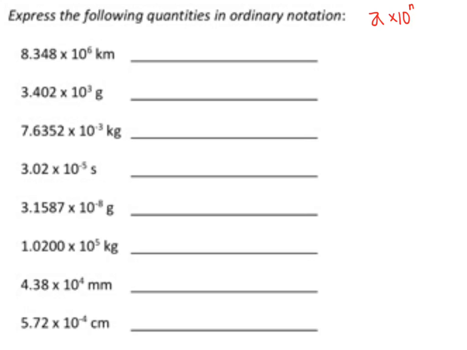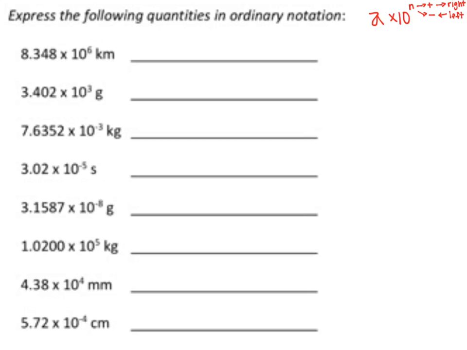Now here, if n is positive, we're going to be moving our decimal point to the right. If n is negative, then our decimal point will move to the left. Okay, and if my exponent is positive 5, then I'll be moving my decimal point over to the right 5 times. So let's look at our first problem. Here we have 8.348 times 10 to the 6th power.